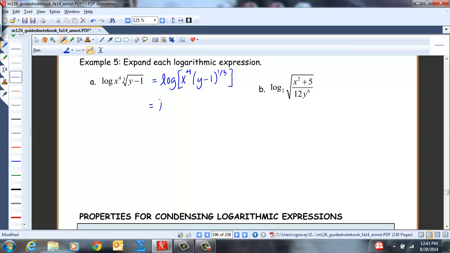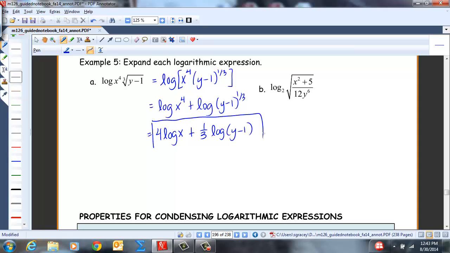So then we have a product, right? So we'll have log of x to the 4th plus log of y minus 1 to the 1/3. Using the power rule, we have 4 times log of x plus 1/3 times log of y minus 1, and you're done.